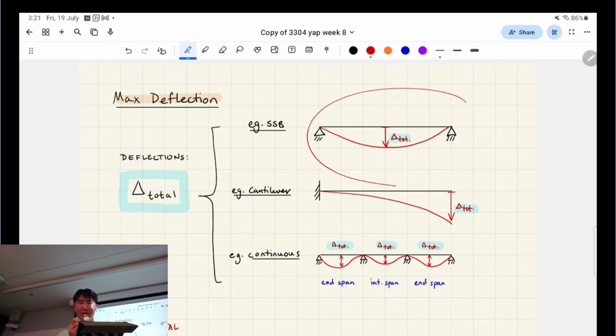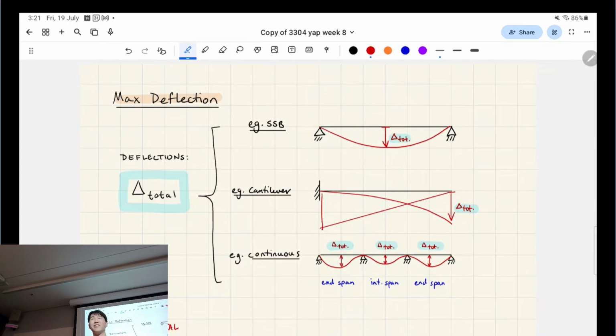For a simply supported beam, it deflects the most in the middle, right? And then for a cantilever, it deflects the most on the free end. Think of it like a diving board, right? The free end is going to deflect the most. But the thing about that cantilever or diving board case is the maximum moment is actually going to be at the support, but the maximum deflection is going to be at the free end. So just keep that in mind.